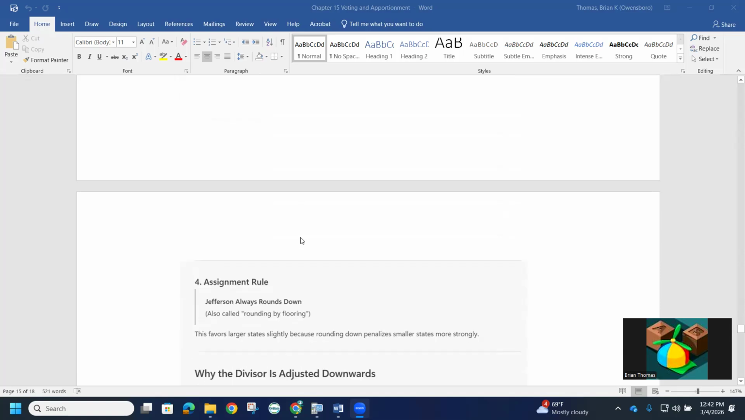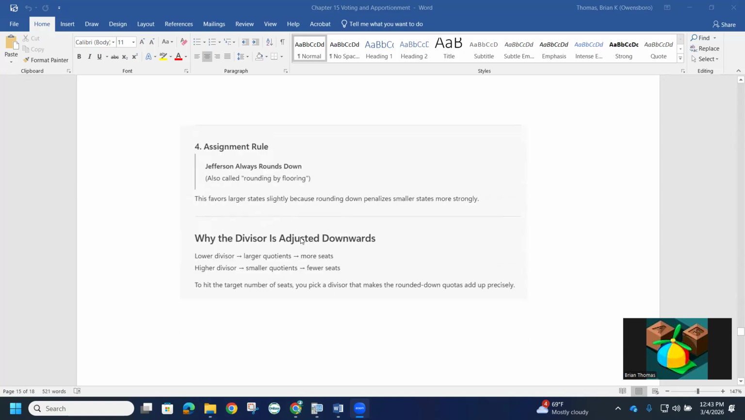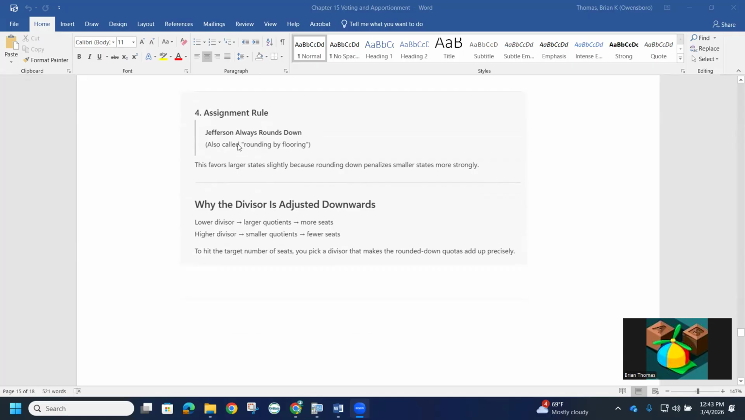So that's kind of an introduction to the Jefferson method. Again, the Jefferson method always rounds down. This is going to favor larger states slightly because the rounding down penalizes smaller states more strongly.